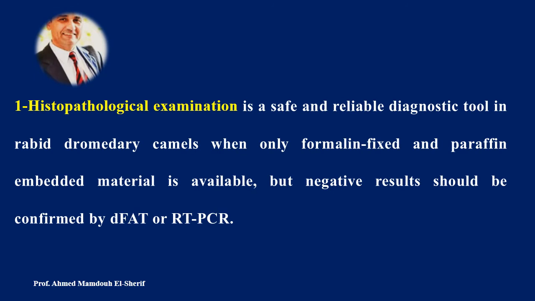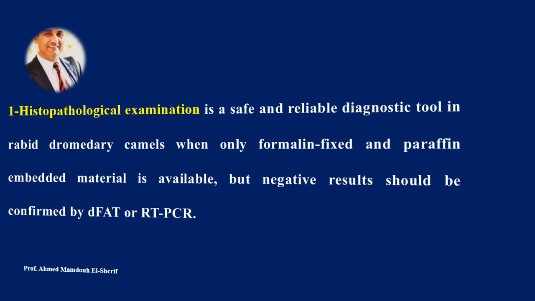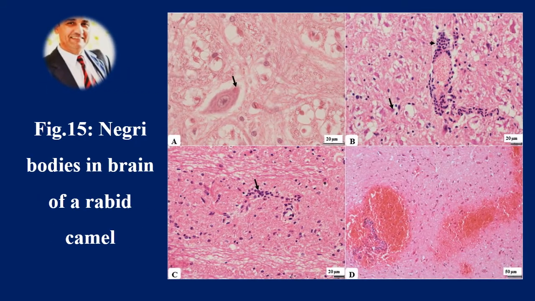Number 1, histopathological examination is a safe and reliable diagnostic tool in rabid dromedary camels when only formalin-fixed and paraffin-embedded material is available, but negative results should be confirmed by direct fluorescent antibody technique or RT-PCR. This figure shows Negri bodies in the brain of a rabid camel.